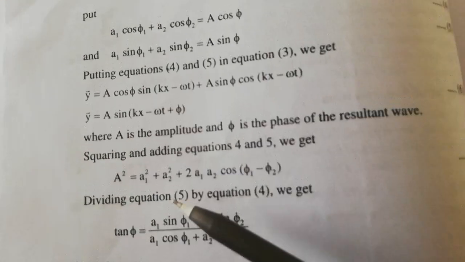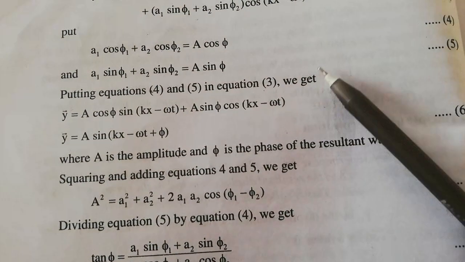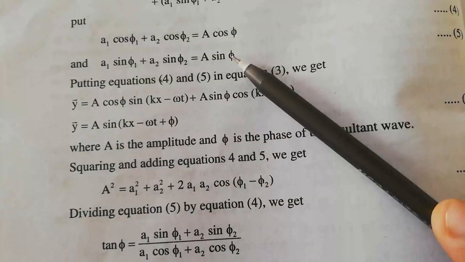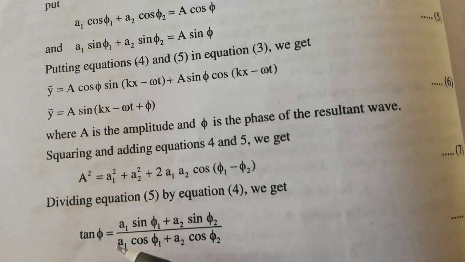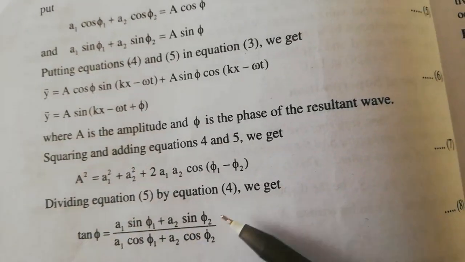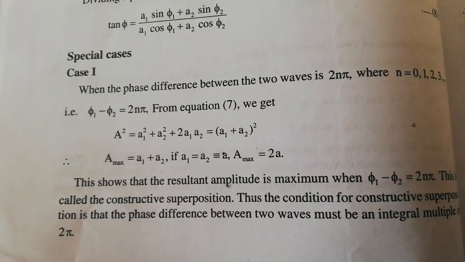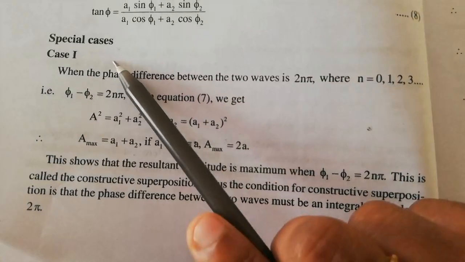Okay, then dividing equation number 5 by 4, we get tan phi = sin phi by cos phi. Tan phi is equal to a1 sin phi 1 plus a2 sin phi 2 divided by a1 cos phi 1 plus a2 cos phi 2. Okay. Now we can go through the special cases.